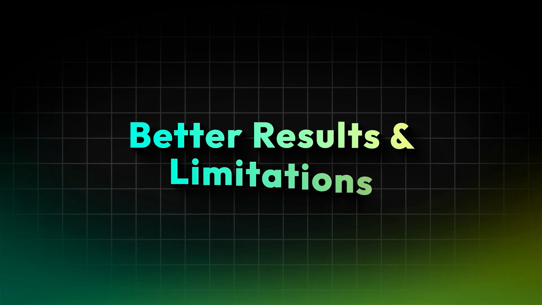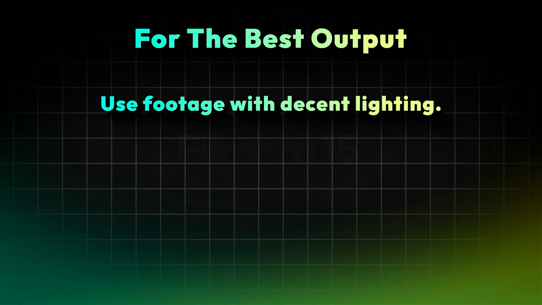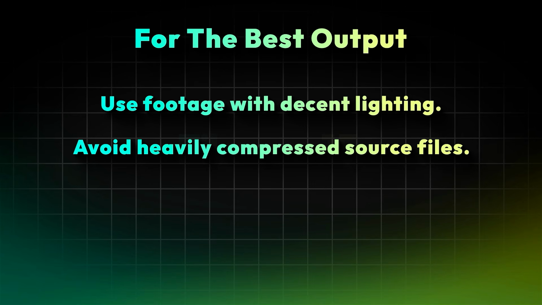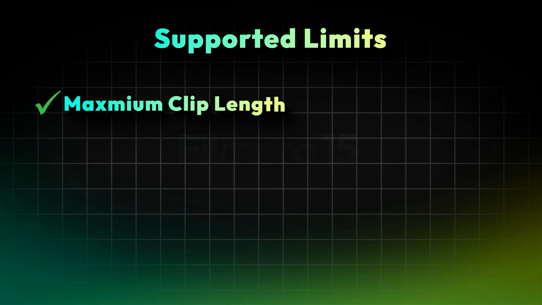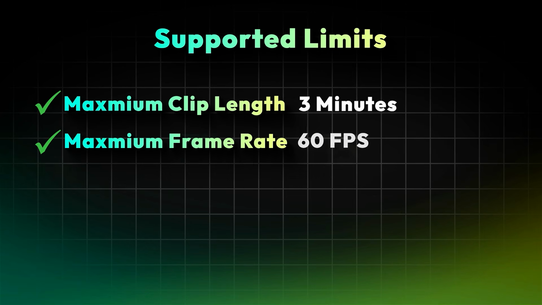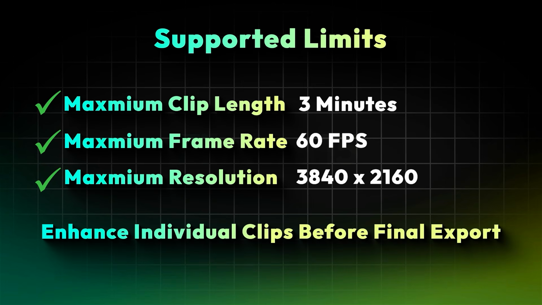Best results and limitations. For the best output, use footage with decent lighting. Avoid heavily compressed source files. And remember the supported limits. Check maximum clip length, 3 minutes. Check maximum frame rate, 60 frames per second. Check maximum resolution, 3840 by 2160. For longer projects, enhance individual clips before final export.